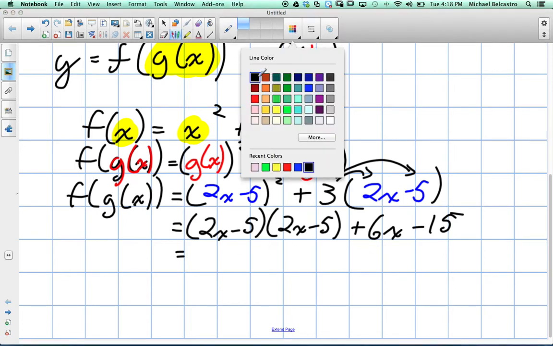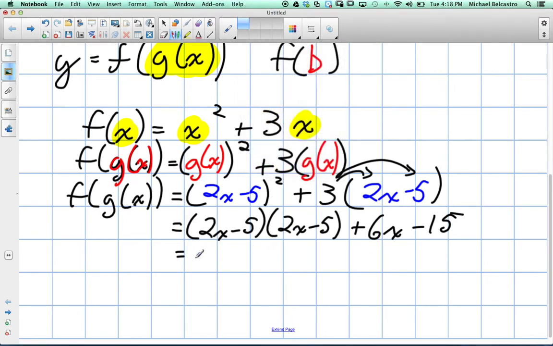You're familiar with that? Yeah, so 2x times 2x will give us our 4x squared. 2x times negative 5 gives us our negative 10x. Negative 5, again, gives us the negative 10x. And negative 5 times negative 5 gives us our positive 25.